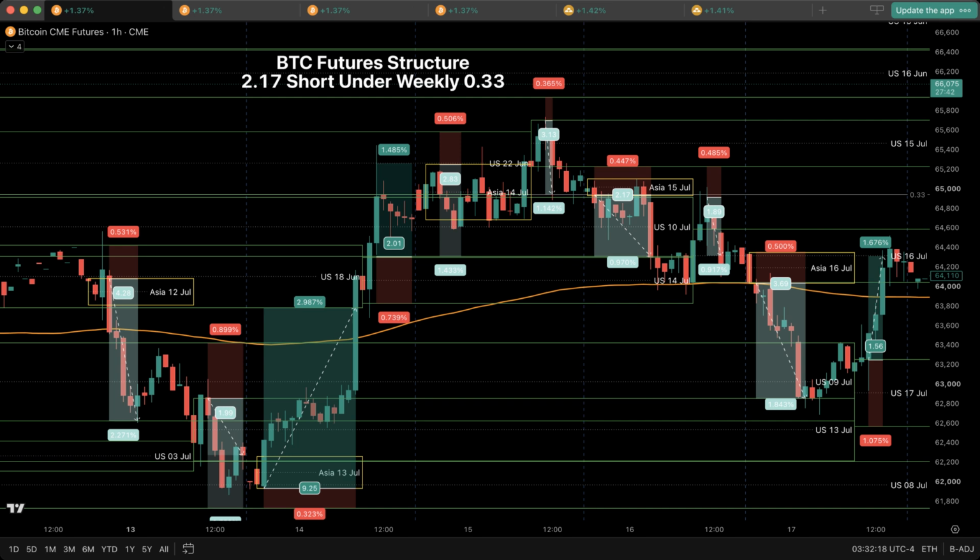Now read the movement. Location: July 15th Asia forms at June 22nd US lower memory. Reach: price works around the compressed Asia box. Reaction: buyers cannot expand above weekly 0.33. Failure: price breaks below July 10th US lower boundary. Return: price moves toward July 14th US midpoint.